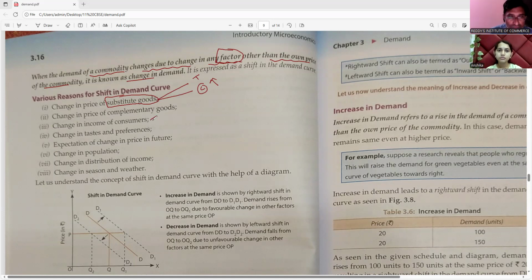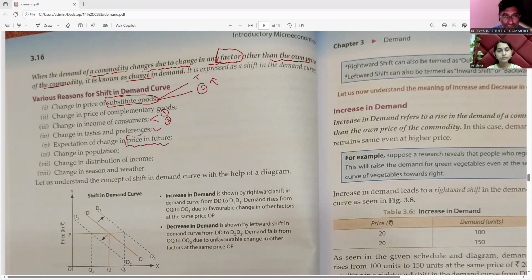Change in income of consumer. If promotion is not given by the boss, they will consume only 1 unit. When promotion is given by the boss, then they will consume more units, that is 2 units. Change in taste and preferences. Right? Expectation of change in the price in future.